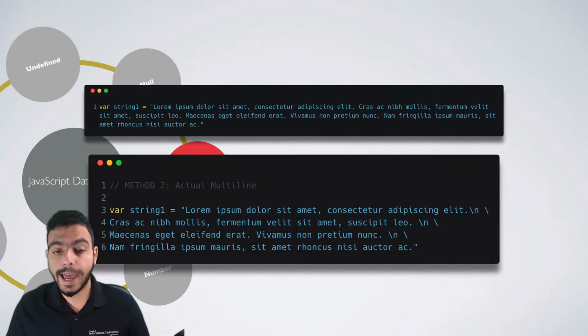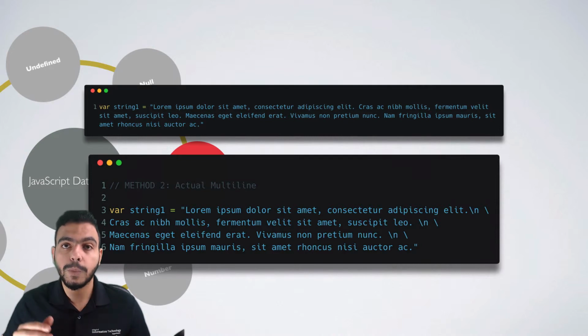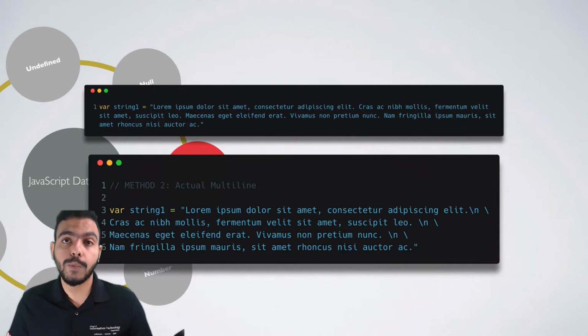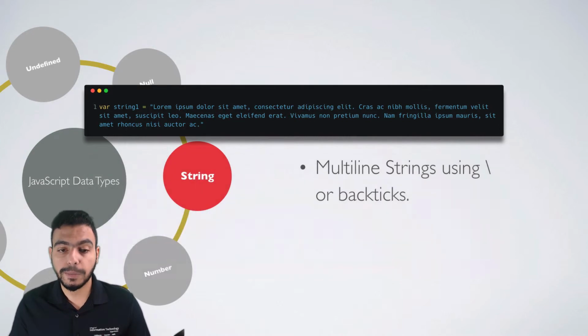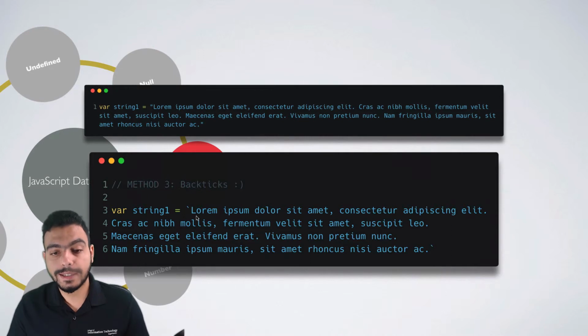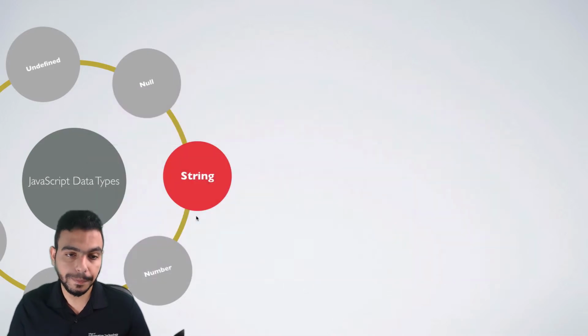But if you wanted to have an actual multi-line, that's when you use the \n for new line. So this will be an actual multi-line where it will be represented in multiple lines. Or if you use the backticks, there is no need to have backslashes anywhere. You can just type what you want and it will carry you over to the next line.